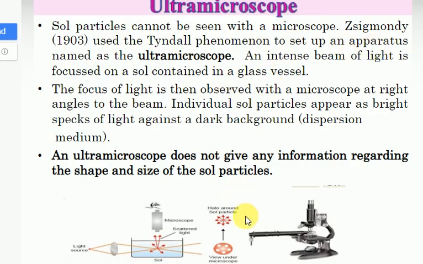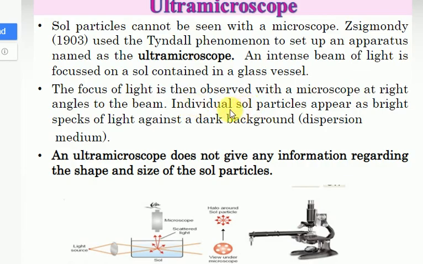Do you know, students, as biology students, when you see a plant specimen or microorganisms through a microscope, how are they seen? Based on this phenomenon only. When light comes onto the slide, it focuses on one point and the other points on the slide do not scatter. Because of the scattering, you can see very clearly the particles placed on the slide. The focused light is then observed with a microscope at right angle to the beam. Right angle to the beam means this one only.